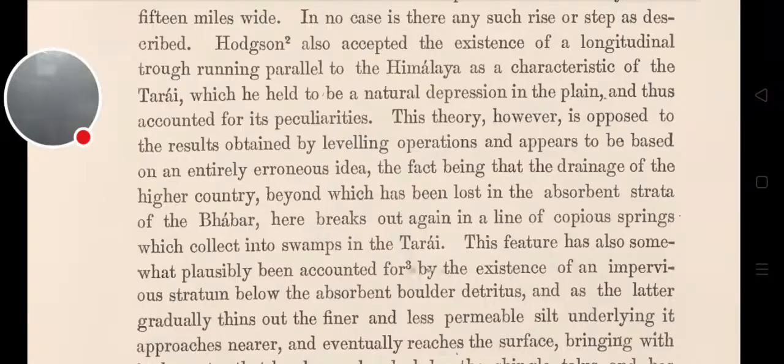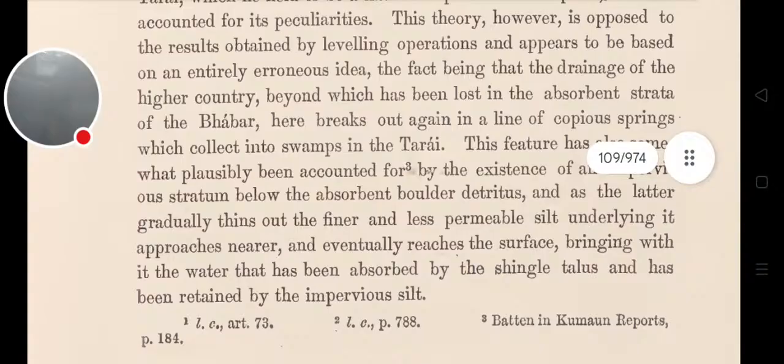Hodgson also accepted the existence of a longitudinal trough running parallel to the Himalaya as a characteristic of the Tarai, which he held to be a natural depression in the plain and thus accounted for its peculiarities. This theory, however, is opposed to the results obtained by leveling operations and appears to be based on an entirely erroneous idea, the fact being that the drainage of the higher country, which has been lost in the absorbent strata of the Babar, here breaks out again in a line of copious springs which collect into swamps in the Tarai.